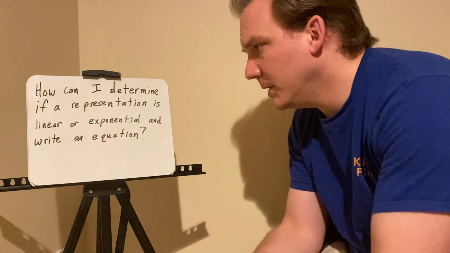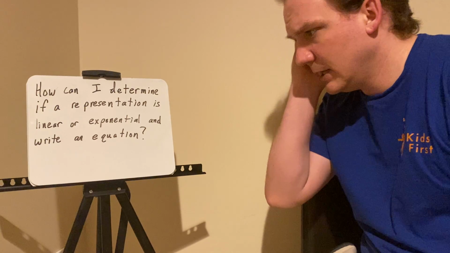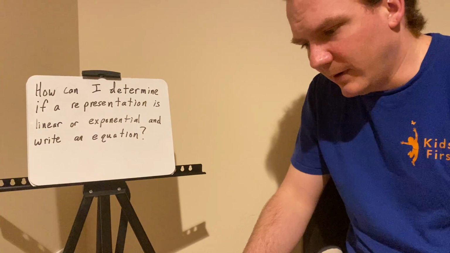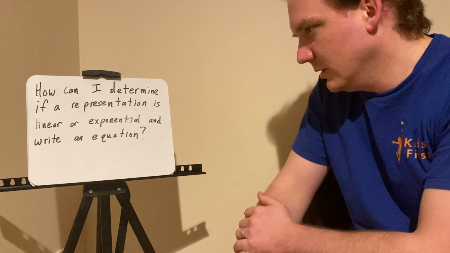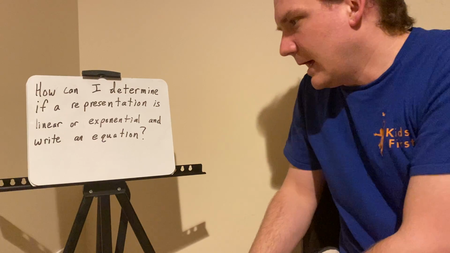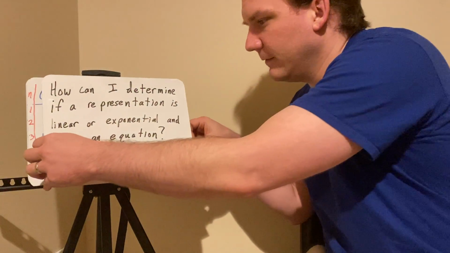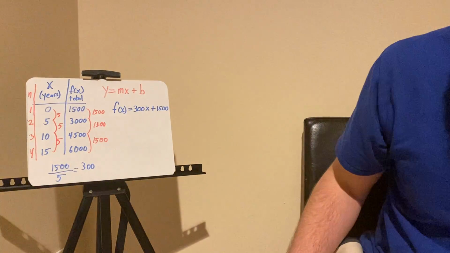How can I determine if a representation is linear or exponential and write an equation? So a graph is usually pretty straightforward. I'm not going to spend much time in the video on looking at a graph, and I'm not going to focus on writing the equation from the graph, but I am going to focus on looking at tables and a list of numbers.